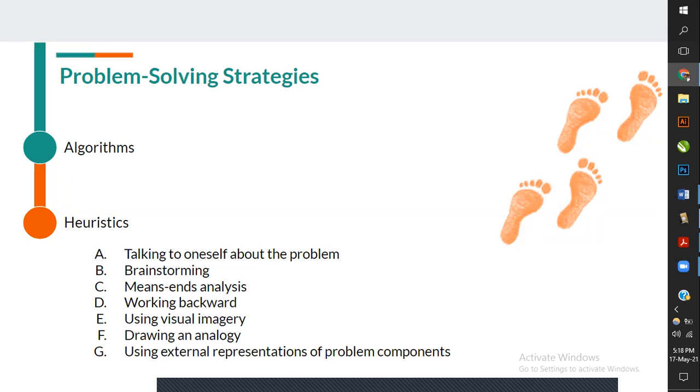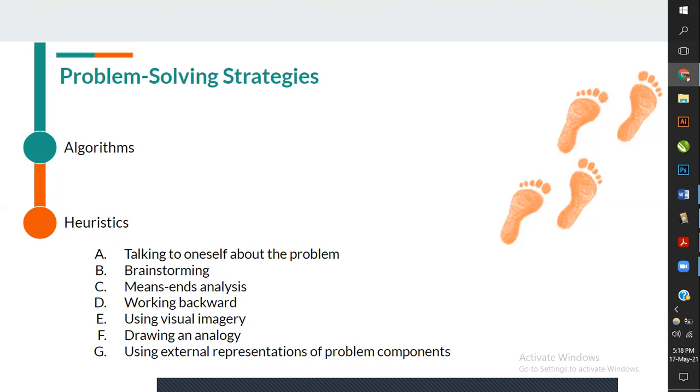The heuristics, there are different types. For instance, talking to oneself about the problem. Usually, I do this when I'm trying to solve a problem, when I'm trying to understand a problem. I usually talk to myself, right? I ask questions to myself so I could understand better these problems or these questions. Brainstorming. This is one that is mostly used by everyone. We brainstorm, we even draw some spider webs where we brainstorm our ideas, we divide our ideas.